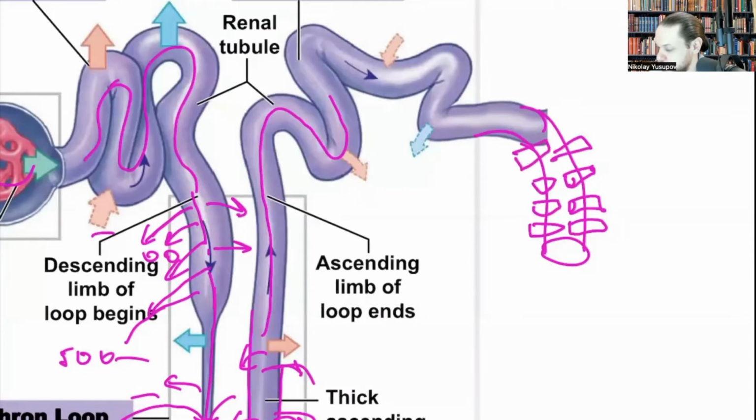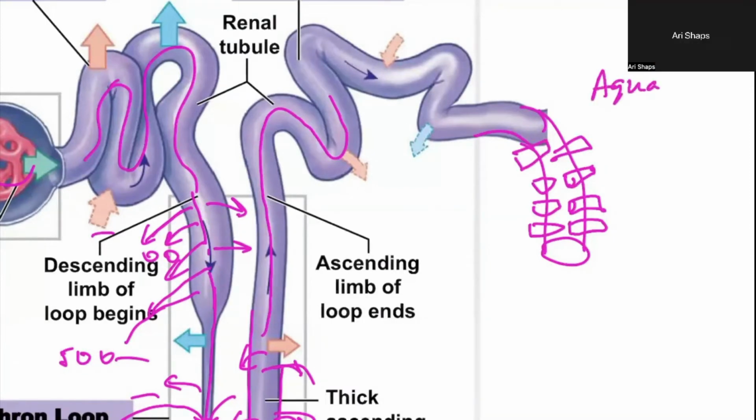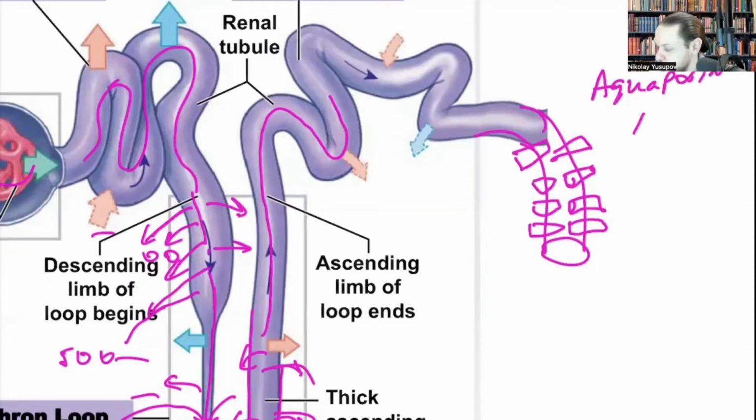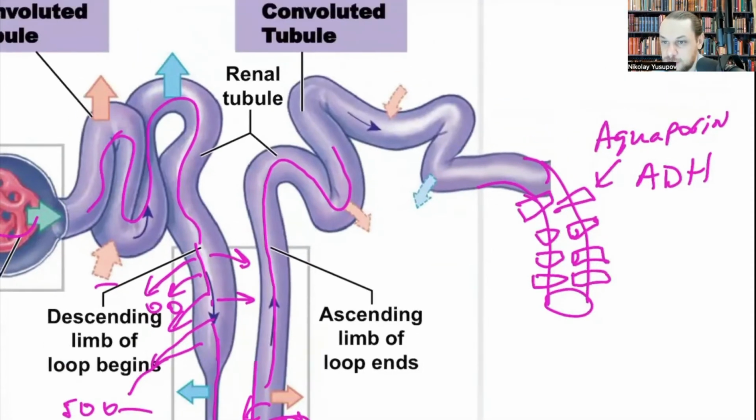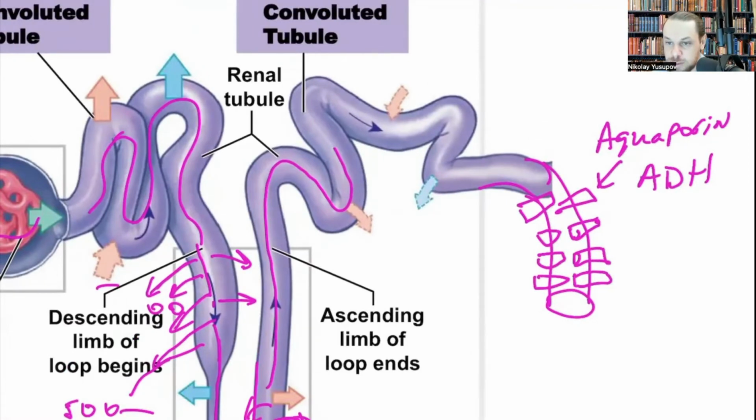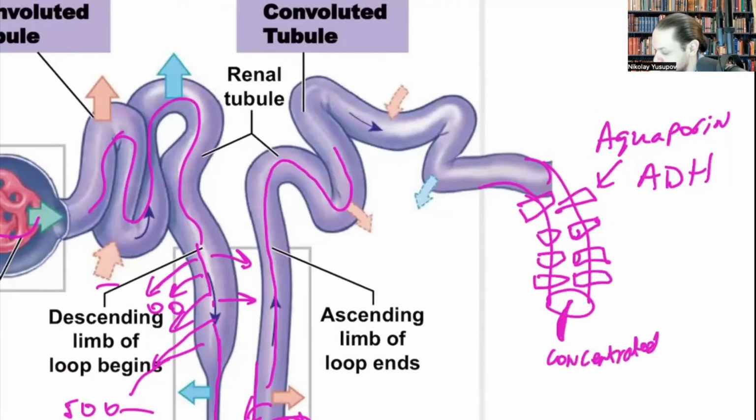And it's going to start to, ADH. Yeah, aquaporins. So under the influence of ADH, it's only then going to form these aquaporins to reabsorb water, so you're passing very concentrated urine. And what it does is reabsorb H2O into the interstitium, right?